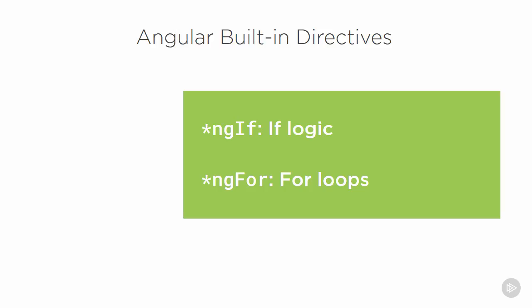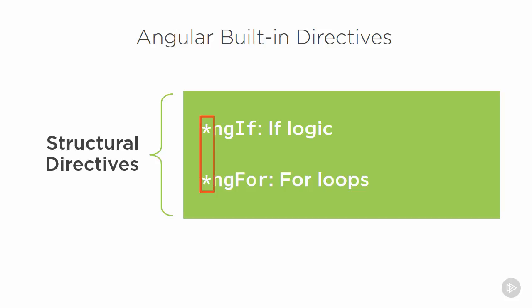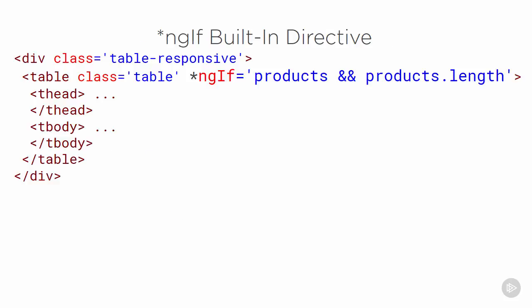The built-in Angular directives we'll look at are structural directives. A structural directive modifies the structure or layout of a view by adding, removing, or manipulating elements and their children. They help us to power up our HTML with if logic and for loops. Notice the asterisk in front of the directive name. That marks the directive as a structural directive. Let's look at ngIf first.